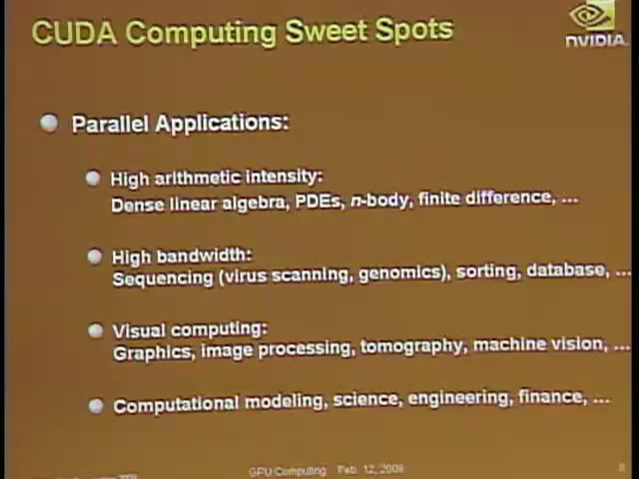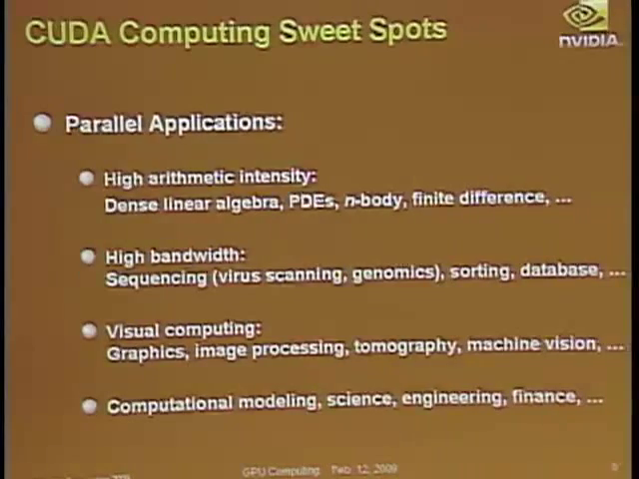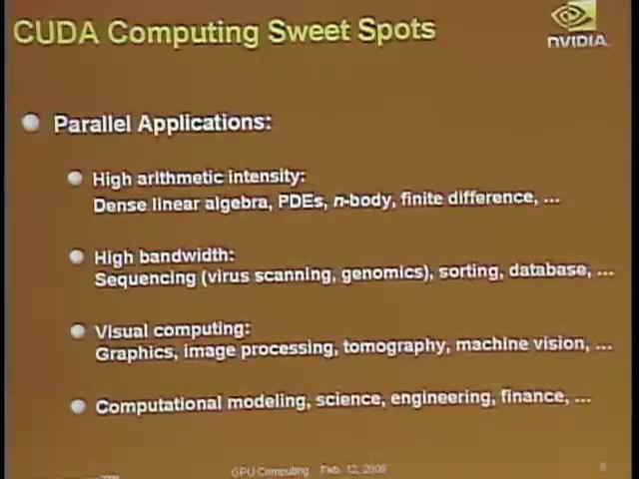So some of the sweet spots are really big parallel applications with lots of arithmetic: dense linear algebra, differential equations, n-body codes, finite difference kinds of codes, and things that need lots of memory bandwidth. GPUs have typically an order of magnitude more memory bandwidth than a typical CPU, because that's the limiting factor in most games. So CUDA programs can take advantage of that extra memory bandwidth.